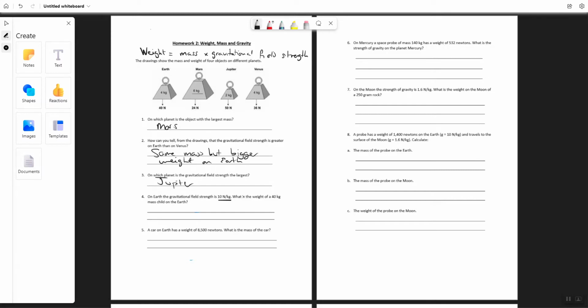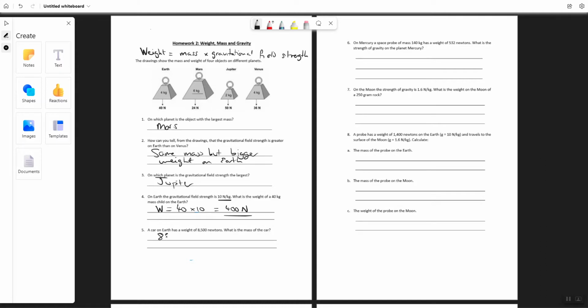So, okay, we'll put the numbers in. What is the weight of a 40 kilogram child mass on the Earth? So we have weight is equal to mass, which is 40, times 10, and that's 400 newtons. A car on the Earth has a weight of 8,500 newtons. What is the mass of the car? So we'll put our numbers in here, but this time we've got a weight.